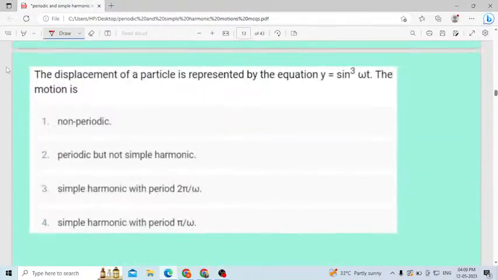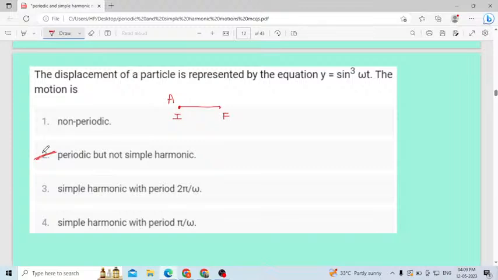Here assume the particle A is there, here the particle B. If this particle is displaced, consider a particle A. Okay. This is the initial position of the particle. This is the final position of the particle. This is the displacement of the particle. This displacement is represented by the equation, why, sine cube omega t. This motion is periodic but not simple harmonic motion.